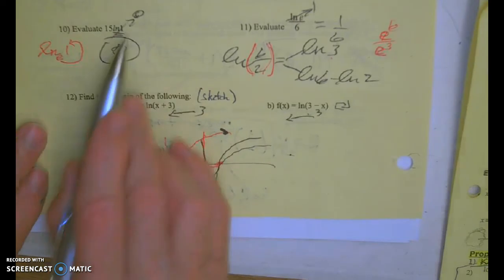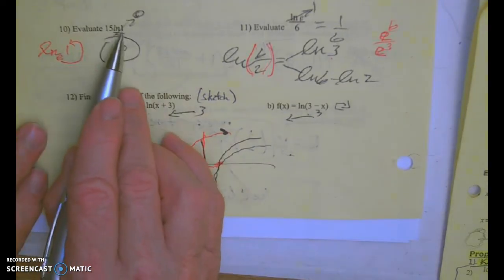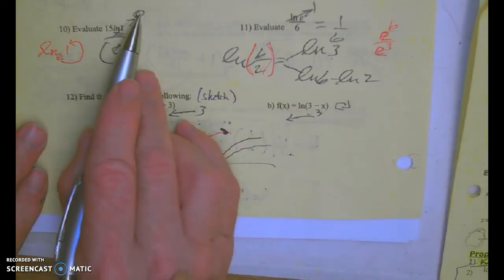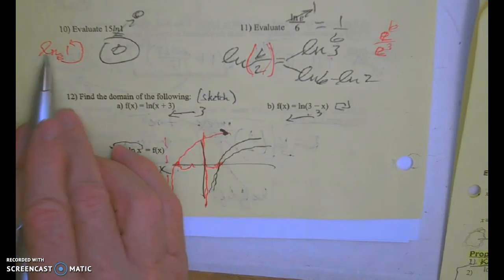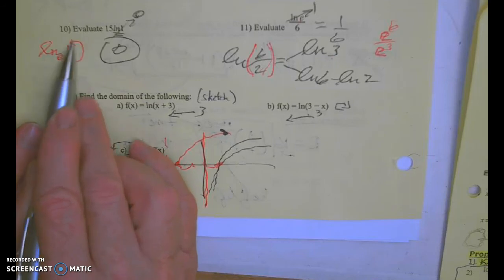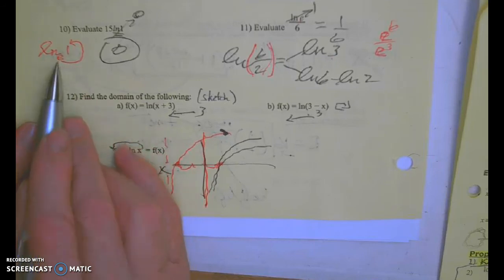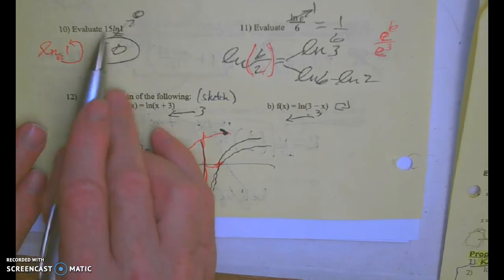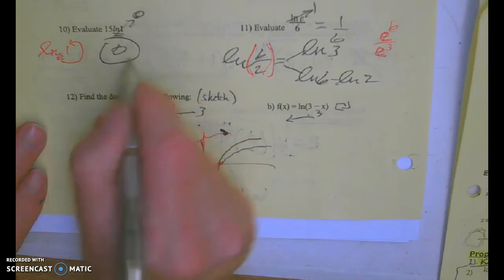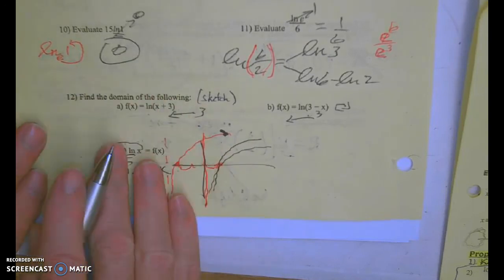I apologize. Once again, 15 times the natural log of 1. The natural log of 1 is 0. How do I know that? Because the natural log of e is asking what's the power e is raised to that'll give us 1. That power is e to the 0. Therefore, the natural log of 1 is 0. Multiply that by 15, and when I do, 15 times 0 is 0.